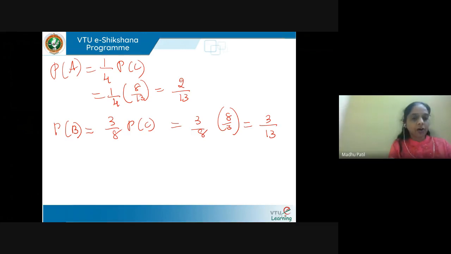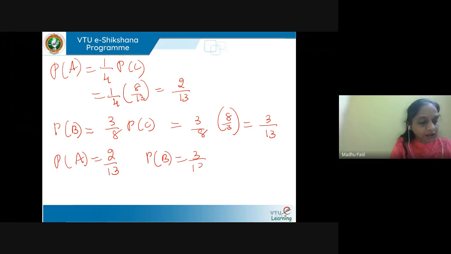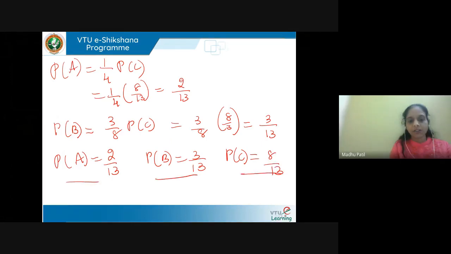So now I have the probability of each state. What is P of A? 2 by 13. What is P of B? 3 by 13. P of C, 8 by 13. These are the probabilities of each state. After finding the probability, I have to find the entropy of each state.